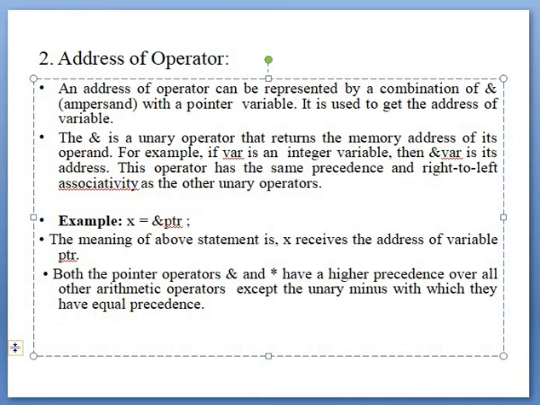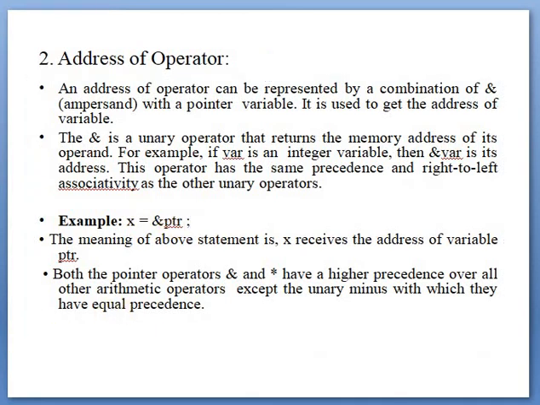Both the pointer operator and the ampersand have a higher precedence over all other arithmetic operators except the unary minus, with which they have equal precedence. Means among all other operators like the arithmetic operators plus, minus, multiplication, division and modulus, these two operators, address-of and asterisk, have higher precedence.